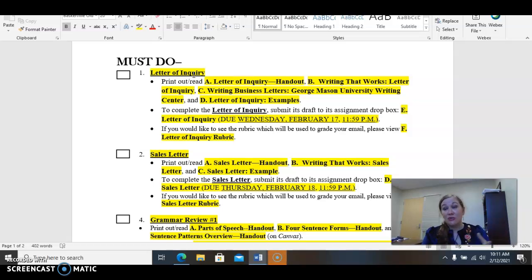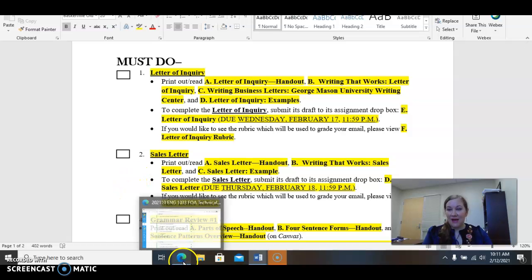And also the due dates. You're going to notice the letter of inquiry is due Wednesday night. The sales letter is due Thursday night. And then, of course, the grammar quiz 1 is going to be due Saturday night. So that's the reason I have them ordered. Make sure to look at all of the modules that I have listed here.